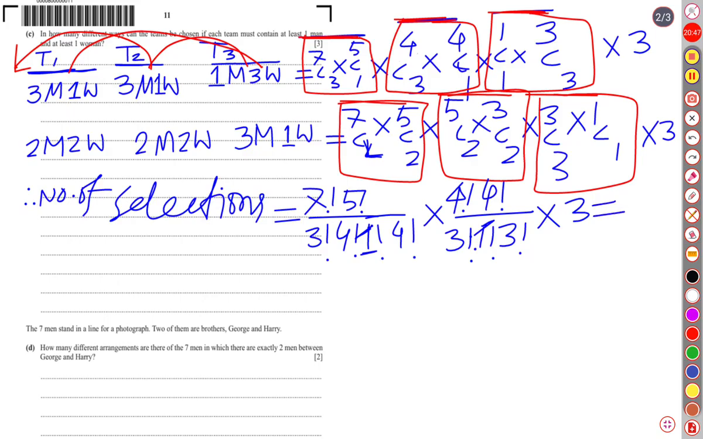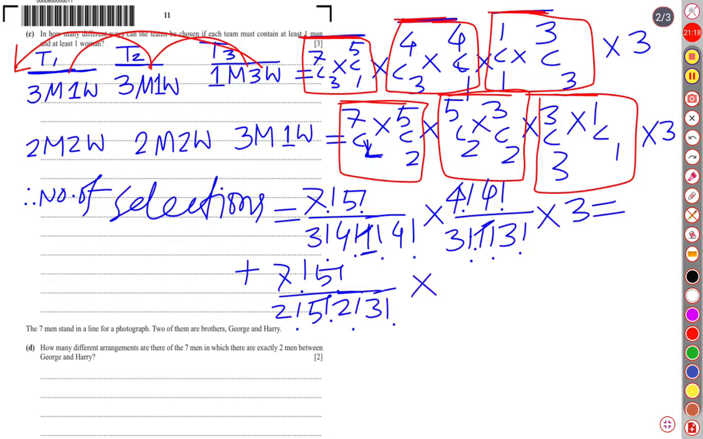Then we will write the result. After that, for the second case, we will add this plus: it is 7 choose 2, so 7 factorial and 5 factorial over 2 factorial into 5 factorial for the first one, and 2 factorial into 3 factorial for the first team.